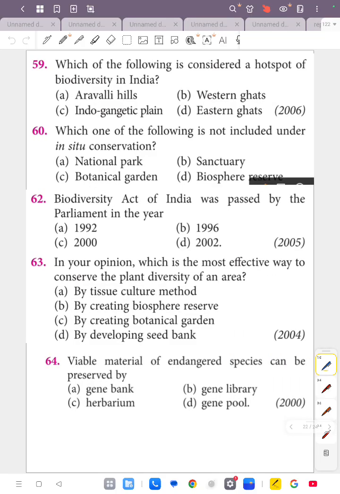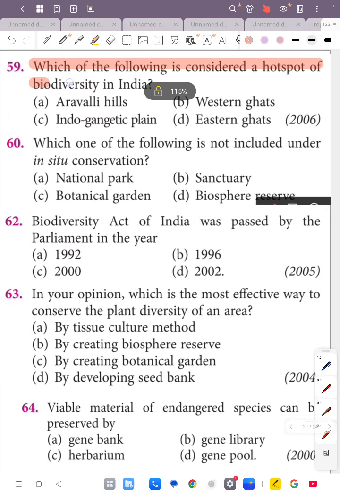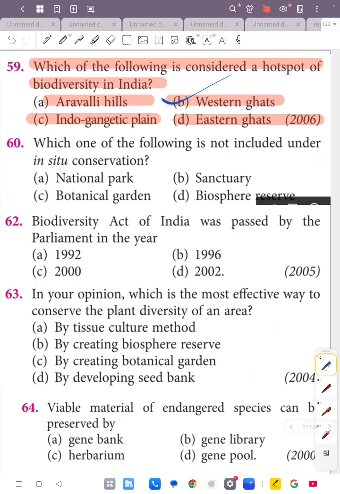All right, quickly, we're almost nearing the end. Which of the following is considered a hotspot of biodiversity in India? A. Aravalli Hills. B. Western Ghats. C. The Indo-Gangetic Plains. Or D. Western Ghats. The correct answer here would be option number B, Western Ghats.